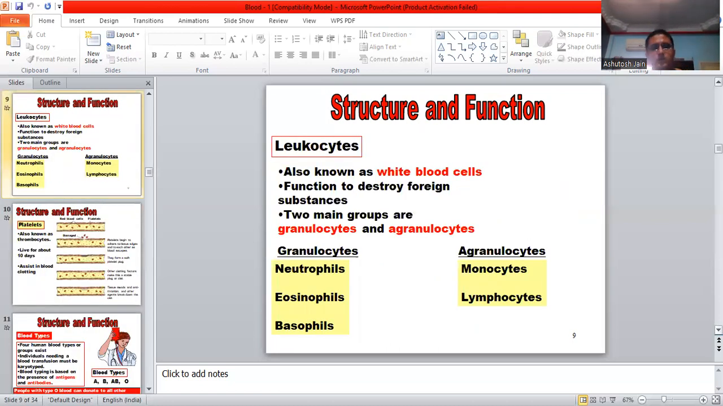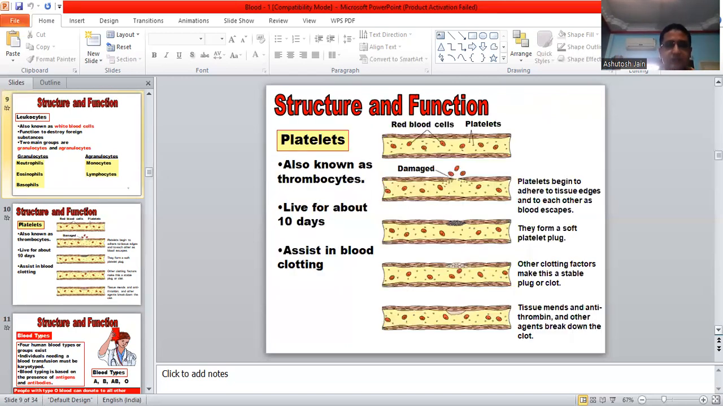Structure and function. Leukocytes are also known as white blood cells or WBCs. They function to destroy foreign substances. Two main groups are granulocytes and agranulocytes. In the granulocytes, we have neutrophils, eosinophils, and basophils, and in agranulocytes, we have monocytes and lymphocytes.